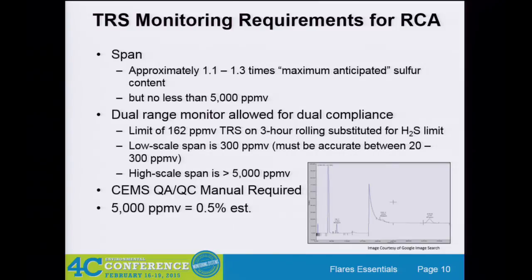Like when we look at the ABBs and the Siemens, their total sulfur monitors, they're telling us that they're limited to 50%. That's because of their approach. You can do 100% with GCs without dilution, depending on the detector.